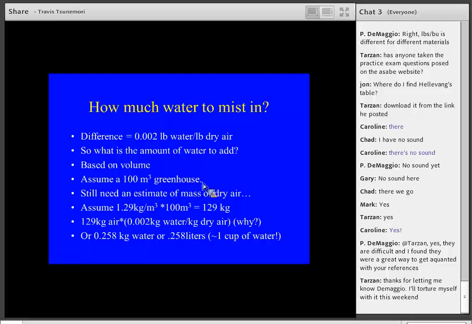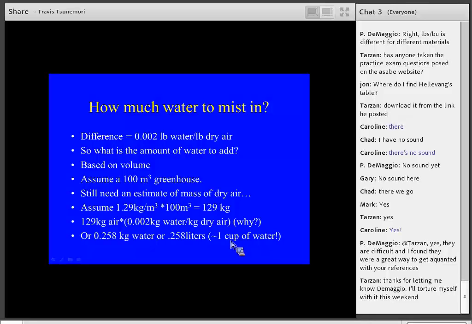So what is the mass of the dry air? Okay, and we had this assumption, 1.29 kilograms per cubic meter. Okay, about 129 kilograms of dry air. That amount of dry air times 0.002 kilograms of water per kilogram of dry air. That's what we're adding, remember? We're trying to add the 0.002. So that's how much physical water we have to add. 0.258 kilograms, all right, or 0.258 liters. Only around 1 cup of water. Just a little bit of fine misting will take us from 40% to 50% moisture content.